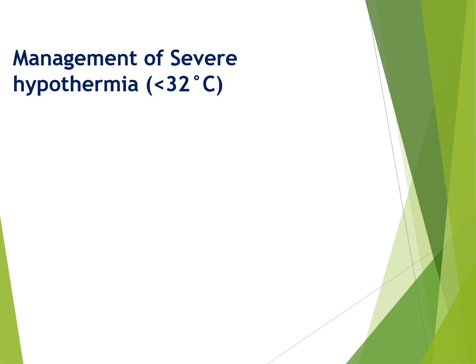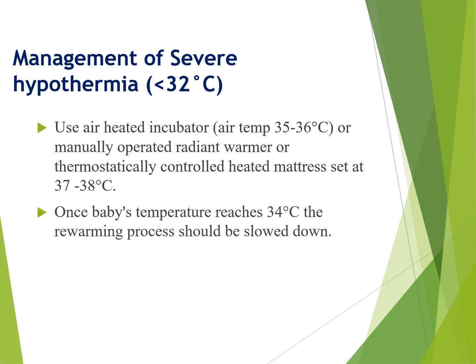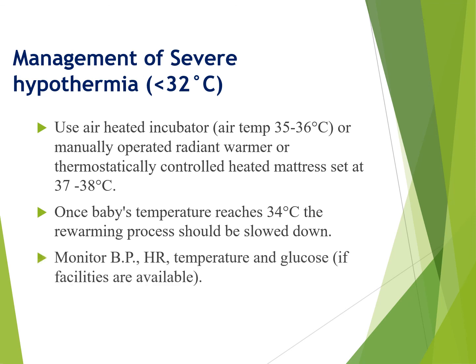The management of severe hypothermia needs an air heated incubator, a manually operated radiant warmer, or a thermostatically controlled heat mattress, which is set at 37 to 38 degrees Celsius. Once baby temperature reaches 34 degrees Celsius, the rewarming process should be slowed down. We should monitor blood pressure, heart rate, temperature, and glucose if facilities are available. So it is important to monitor the temperature of the baby closely.